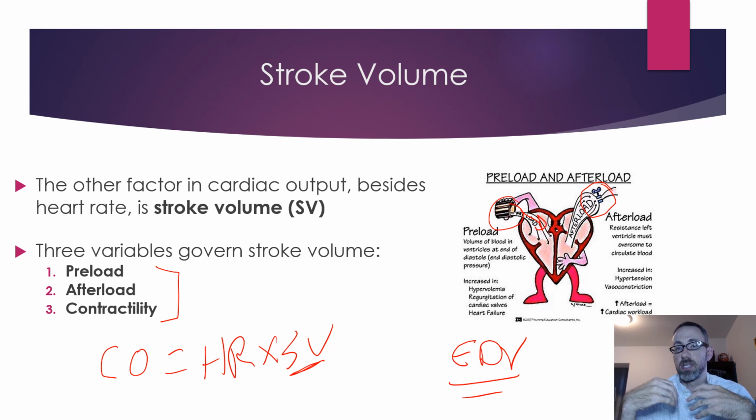to a certain extent. Now, I can actually further increase the contractility by adding, let's say, more calcium or something like that inside the cell. And what happens is for the same 130 mLs, I'm going to contract even harder. I'm going to squeeze it even harder. So I can increase the contractility of the heart itself. So let's talk about these three things.